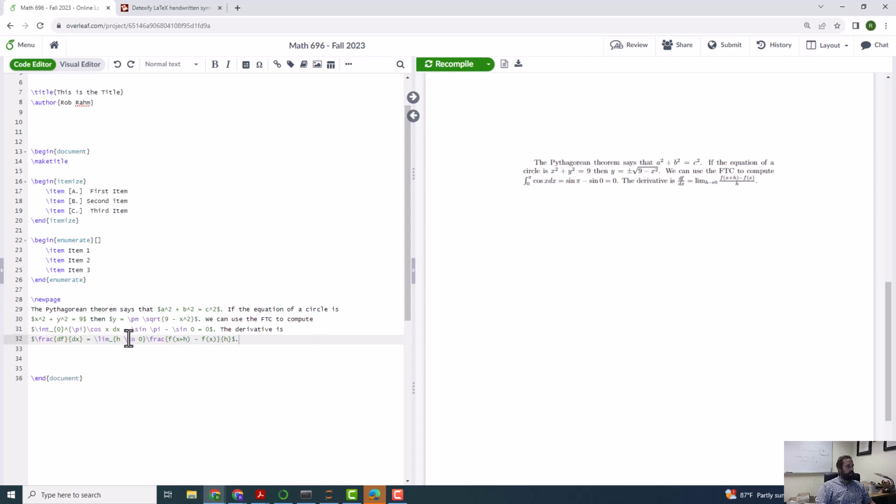Let's say you don't want to use h. Let's say you want to use delta x. For that, we could do delta x here, delta x here, and delta x here. And so I'm going to run it. And again, we have delta x instead of h. Okay, so that is it.